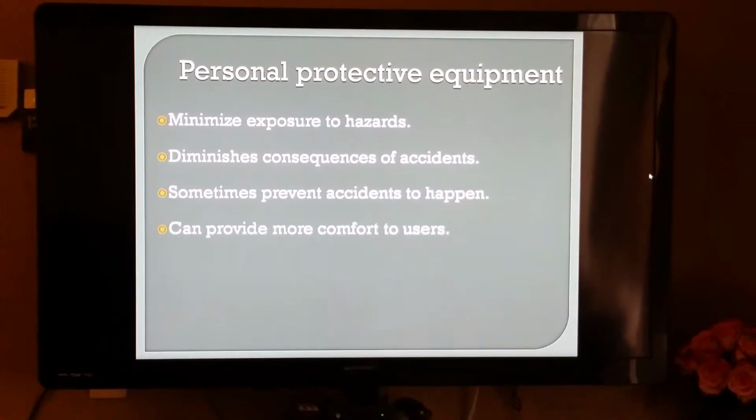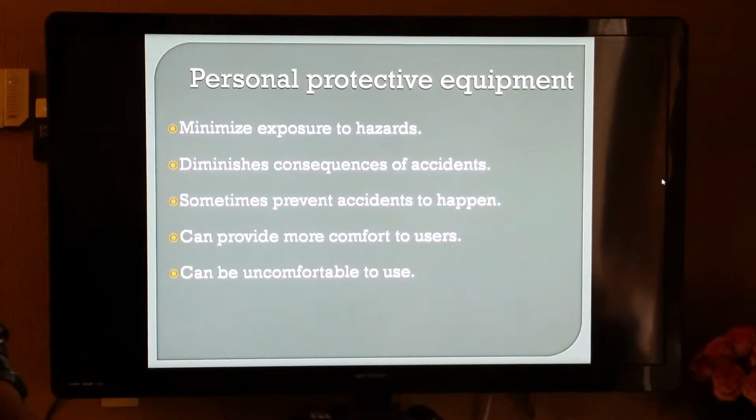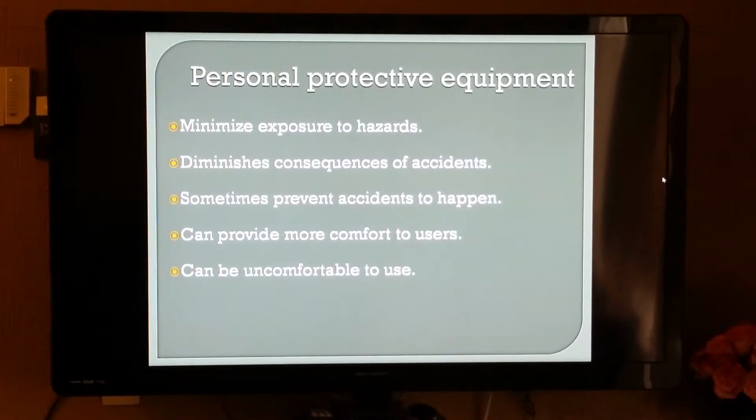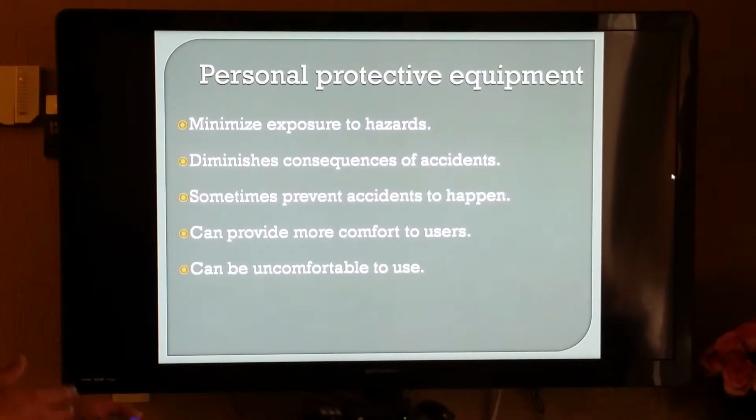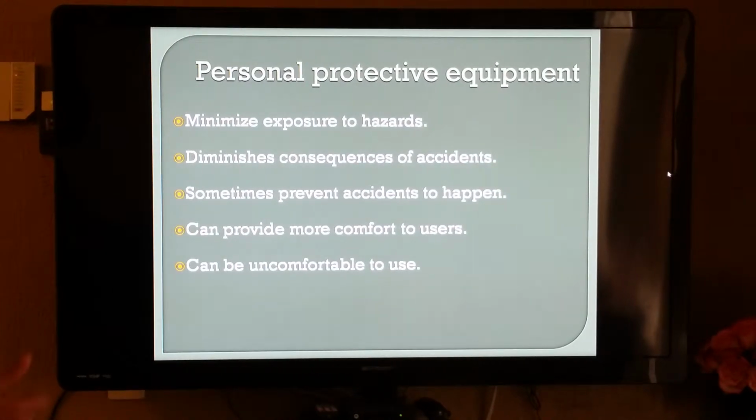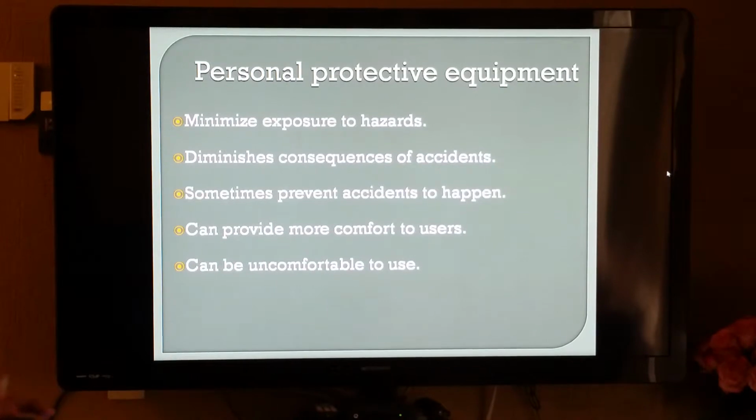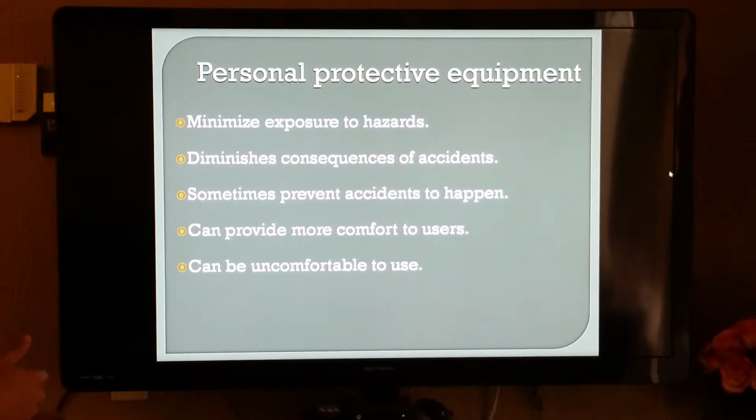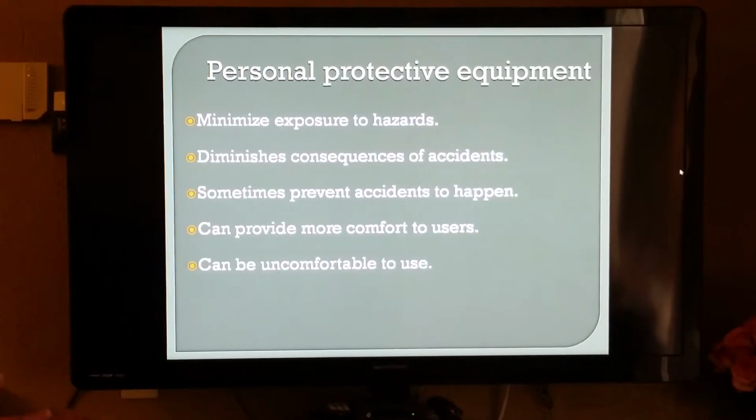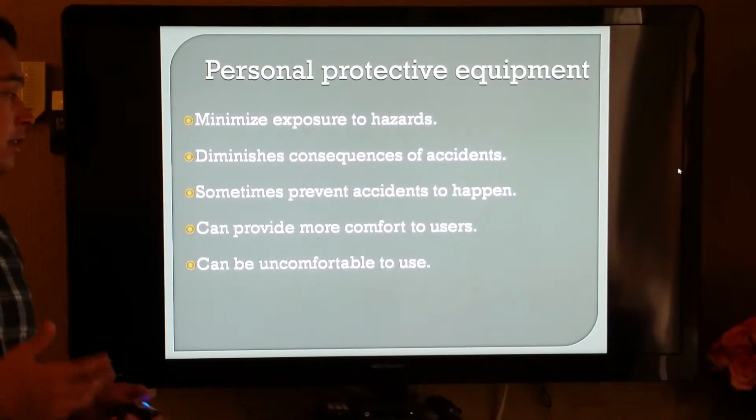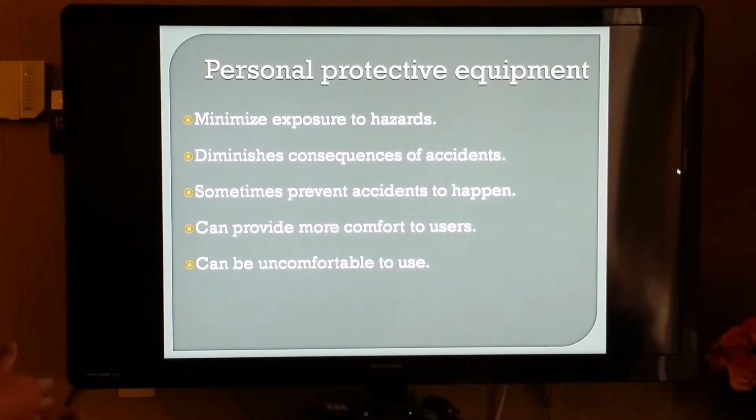What is the objective of wearing personal protective equipment? To minimize exposure to hazards. We can use respirators to minimize exposure to dust. Diminish consequences of accidents. We talked about it before. Sometimes it can prevent an accident, and a good example would be when you use a glove to handle hot objects. The glove is preventing you from getting burned. It can provide more comfort in certain jobs. It can be uncomfortable sometimes. For example, when it's hot and you use a respirator, you'll be sweating more and it will get uncomfortable.